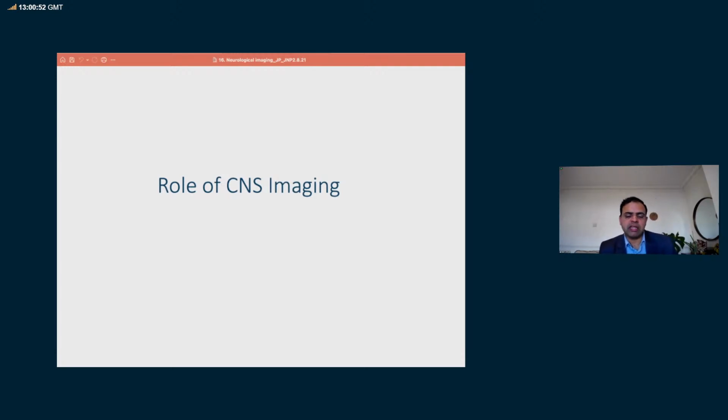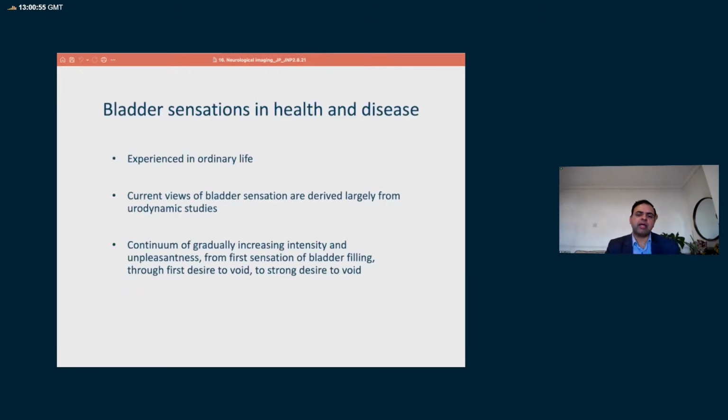So what is the role of CNS imaging? We look at our understanding of lower urinary tract functions in health and disease, and this is probably the area where imaging has been of most use. So you look at bladder sensations experienced in ordinary life. The current views of bladder sensations are derived essentially from urodynamic studies. What you have is a gradual continuum of increasing intensity and unpleasantness. You have a first sensation, first desire, and then a strong desire to void.